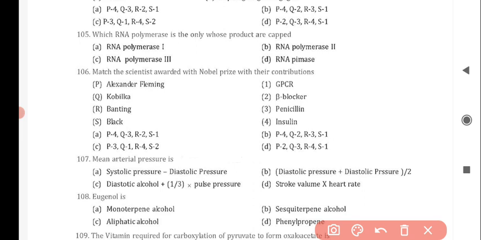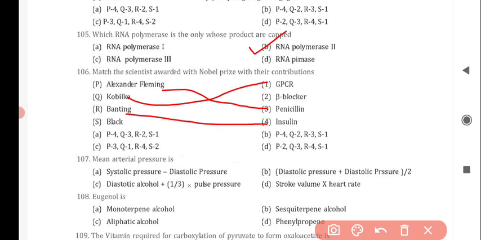Next question is which RNA polymerase is the only one whose products are capped? And the correct answer is option B, that is RNA polymerase 2. Next question is match the scientist awarded with Nobel Prize with their contribution. First is Alexander Fleming. It correctly matches with option number 3, that is penicillin. Kobilka, it correctly matches with option number 1, that is GPCR. Banting, it correctly matches with option number 4, insulin. And Black, it correctly matches with option number 2, beta blocker. So option C is correct for this question.